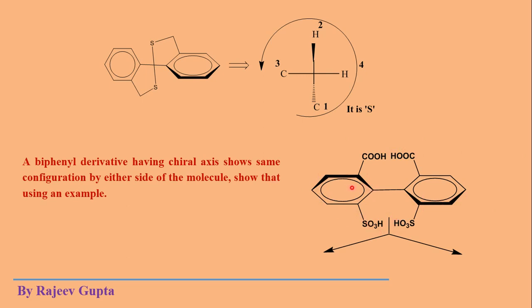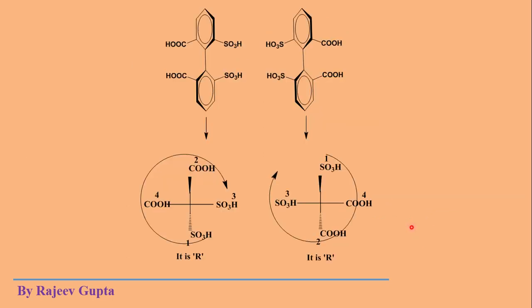Okay, so we can draw this structure like this. Suppose we can imagine this portion as planar and this portion as wedge-dash in the first example, then this portion as planar and this second portion as wedge-dash in the other example. In both cases we should get the same configuration. We can draw this structure like this.